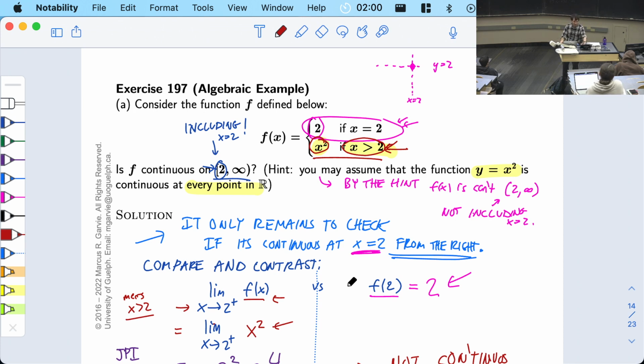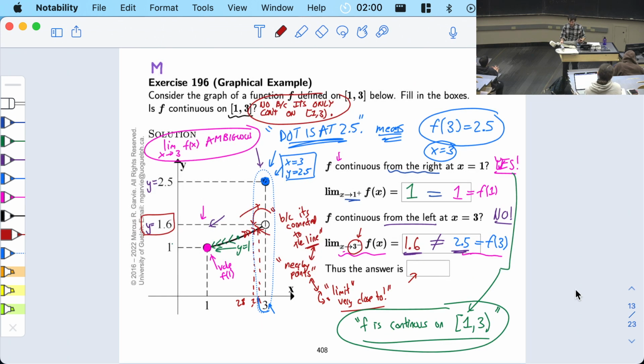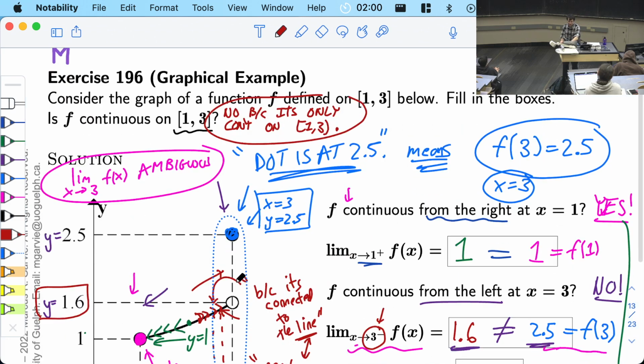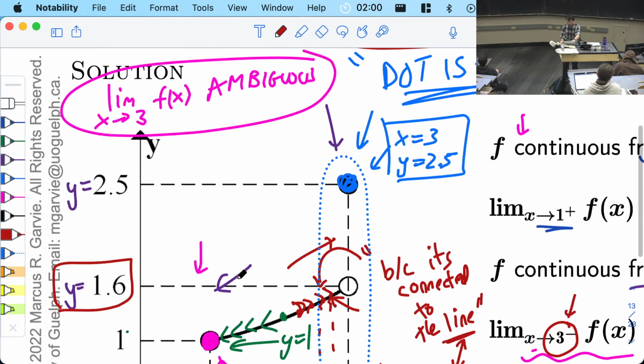And the analogy I'll give you is that in this previous problem we did, to figure out the value of the function, we used the dot. And to figure out the value of the limit, we used the other stuff. And it's exactly the same concept. So the dots tell you the value of the function, and the lines getting close to things tell you the value of the limit. In the algebra, the value at x equals 2 is the dot, which tells you the value at x equals 2. And the other stuff is the line that tells you what happens nearby.